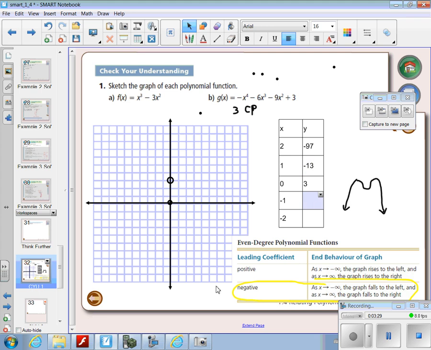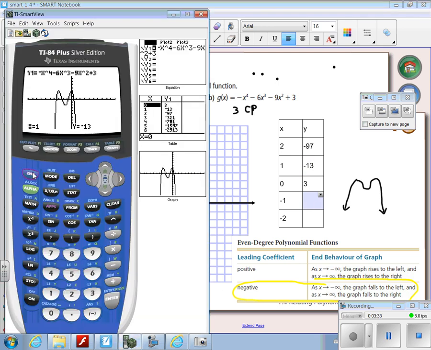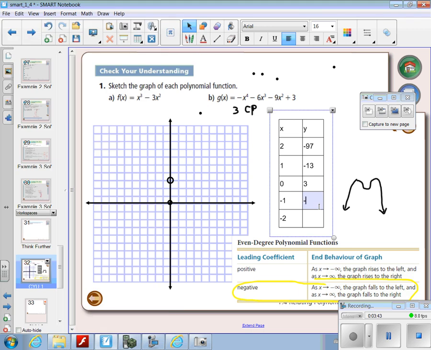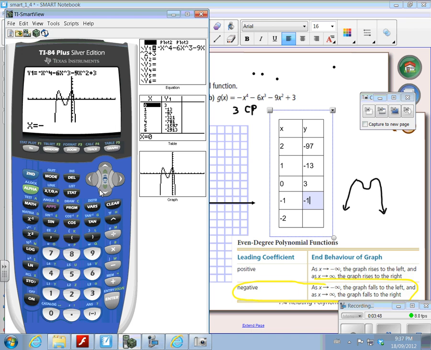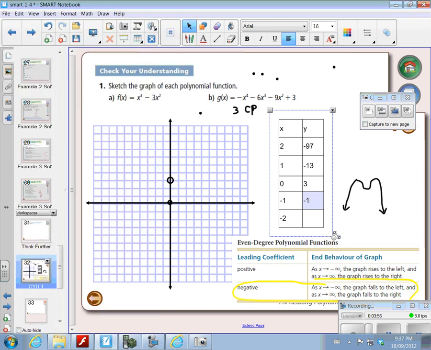Negative 1. Second function, calculate a value of negative 1. That is negative 1. And then negative 2. Second function, calculate a value of negative 2. And we get negative 1 again. So let's just see what we got here.